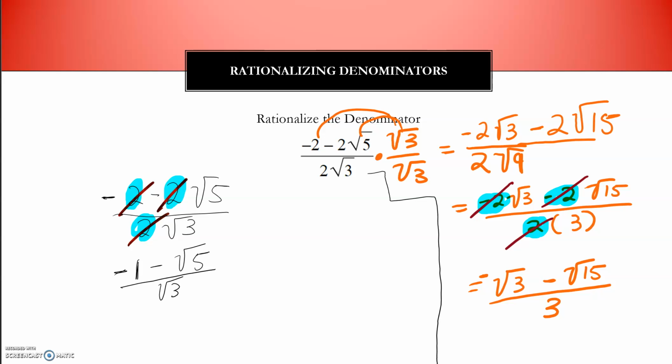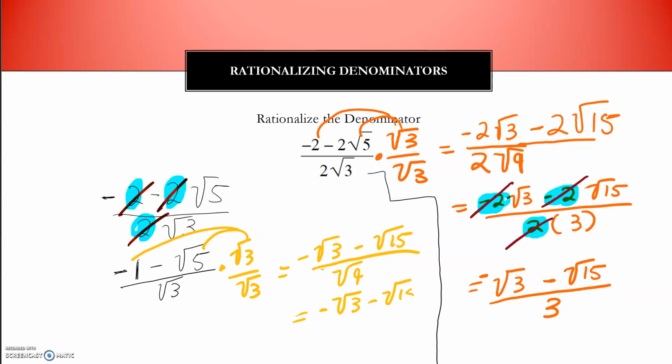I would still multiply both top and bottom by the square root of 3, which would get me negative, actually let me go to the side, negative square root of 3 minus the square root of 15. Again, that was the distributive property, just like we did before, over the square root of 9. And just as before, I would simplify the square root of 9 to a 3. So I would get negative square root of 3 minus the square root of 15 over 3. As you can see, it's the same as what we had the first time we did it.